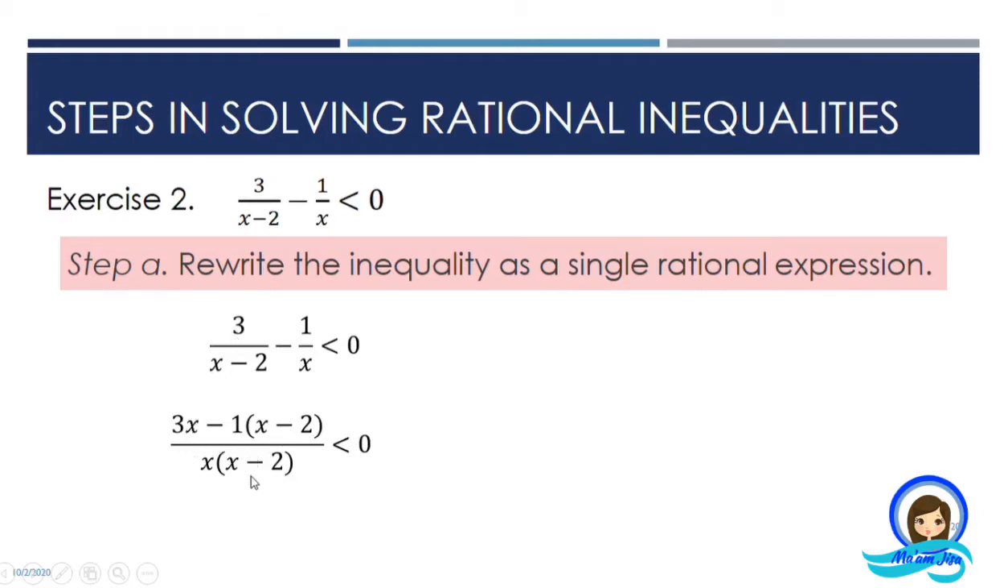And then our LCD divided by our denominator here, which is x, the remaining is x minus 2, and then multiply it to 1. So that's why we have it here. Okay, now continue. Negative 1 times x is negative x. Negative 1 times negative 2 is positive 2. So moving on, 3x minus x is 2x. And then copy 2. All over quantity x times quantity x minus 2 less than 0.